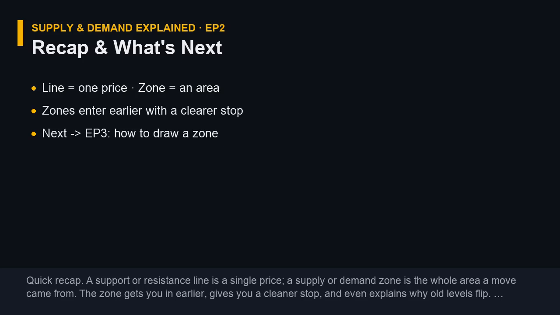Quick recap. A support or resistance line is a single price. A supply or demand zone is the whole area a move came from. The zone gets you in earlier, gives you a cleaner stop, and even explains why old levels flip. Next episode is the hands-on one. Exactly how to draw a supply or demand zone on your own chart, step by step, without the usual mistakes.